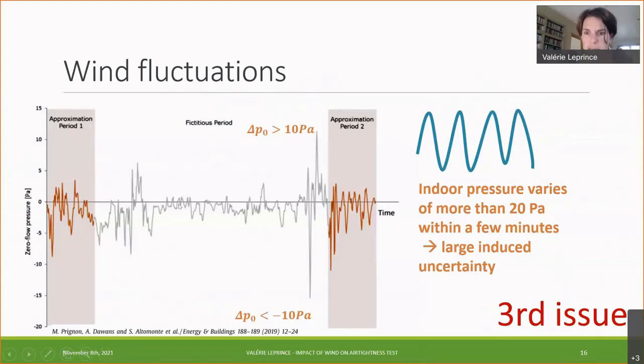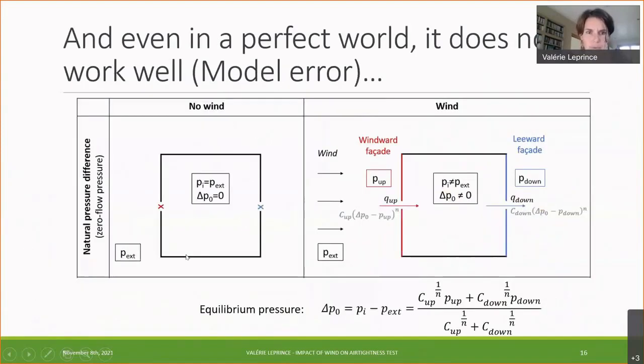So at a smaller scale, you can have very large gusts, where you can see here on this measurement that the indoor pressure varies by more than 20 Pascal within a few minutes. So of course, those wind fluctuations, those gusts, induce a large uncertainty.